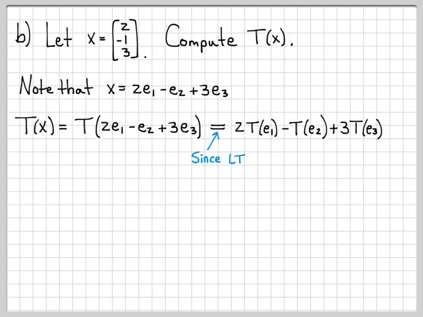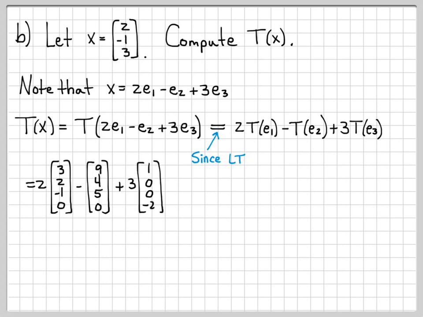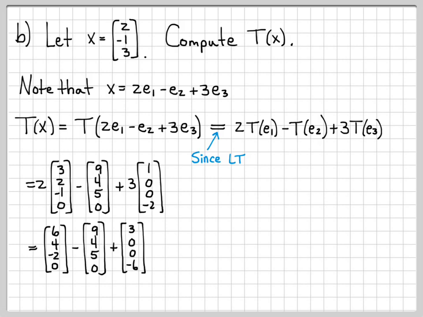This is something we know, this is something we know, and this is something we know. So we can go ahead and plug those in. 2 times the transformation of e1 is this, minus the transformation of e2, plus 3 times the transformation of e3. We know how to do scalar multiplication. I just multiply everything by 2, so I get 6, 4, negative 2, 0. Minus this vector, plus 3 times this vector is 3, 0, 0, 6.